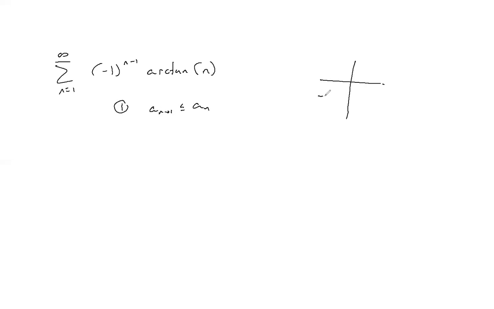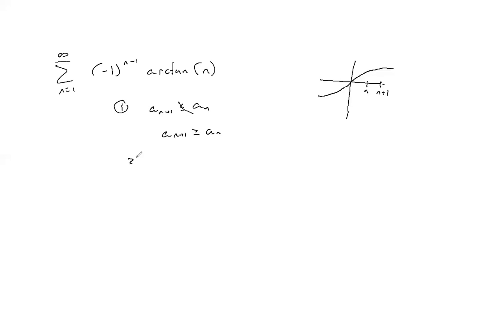What does the graph of arctan look like? If I'm not mistaken, the graph of arctan looks like this, right? So this function is actually increasing. Let's say n is here and n plus 1 is here. Arctan is getting bigger as n gets bigger, so I should actually have the opposite inequality. I shouldn't have this. I should have a_{n+1} is greater than or equal to a_n.